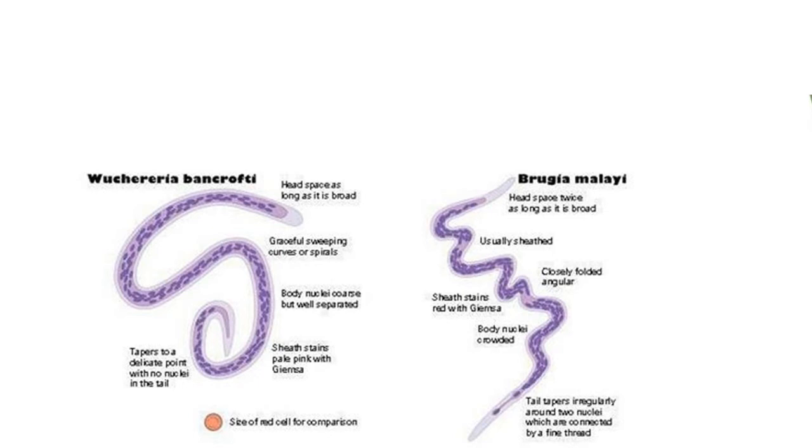But when we consider the size, Wuchereria bancrofti is larger and Brugia malayi is the smaller one. And here you can see the tail part, the tail nuclei, and the body nuclei. When we consider the body nuclei, we can see in Wuchereria bancrofti they are very separated, evenly distributed, same size. But in the case of Brugia malayi, not like that: unevenly distributed, the size may vary, and overlapping.